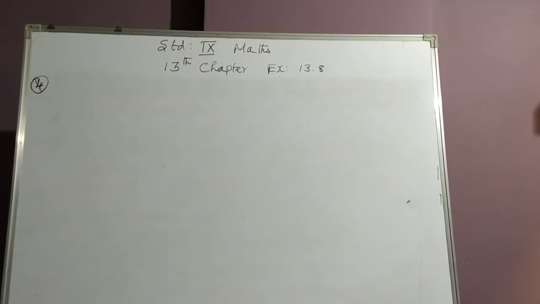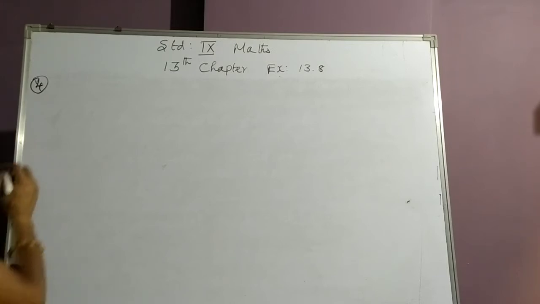Exercise 13.8, already we had done first 3 sums in the class. So we start with fourth question. The question is, the diameter of the moon is approximately 1/4 of the diameter of the earth. What fraction of the volume of the earth is the volume of the moon?